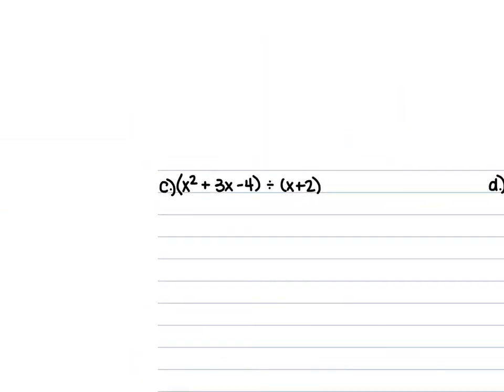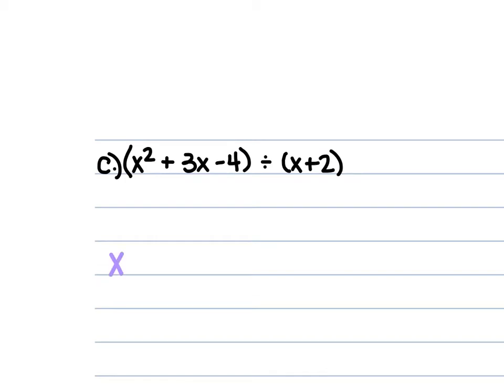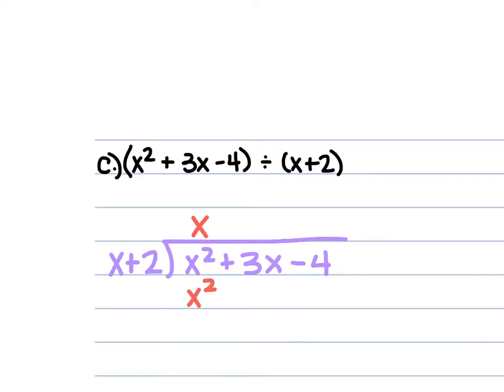If we look at our next example, we have x squared plus 3x minus 4 divided by x plus 2. So again, that x plus 2 goes on the outside. The x squared plus 3x minus 4 goes on the inside. So first, x times what is x squared? X. So x times x is x squared. X times 2 is a positive 2x.